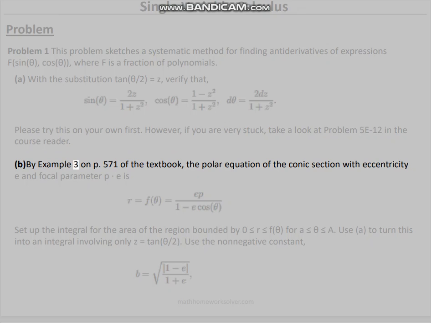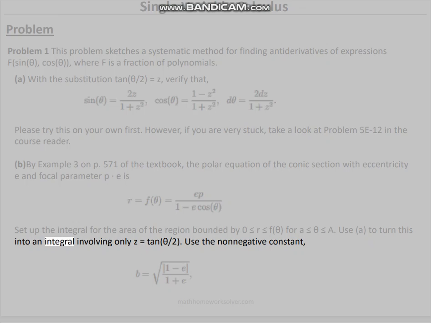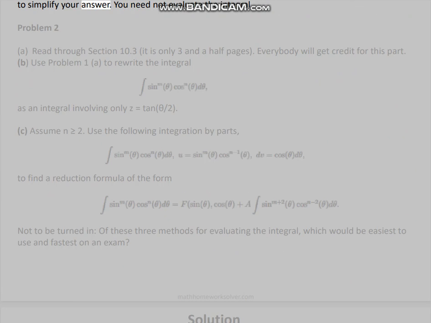B. By example 3 on p. 571 of the textbook, the polar equation of the conic section with eccentricity e and focal parameter p e is. Set up the integral for the area of the region bounded by 0 less than or equal to r less than or equal to f(theta), for a less than or equal to theta less than or equal to a. Use A to turn this into an integral involving only z equals tan(theta/2). Use the non-negative constant to simplify your answer. You need not evaluate the integral.